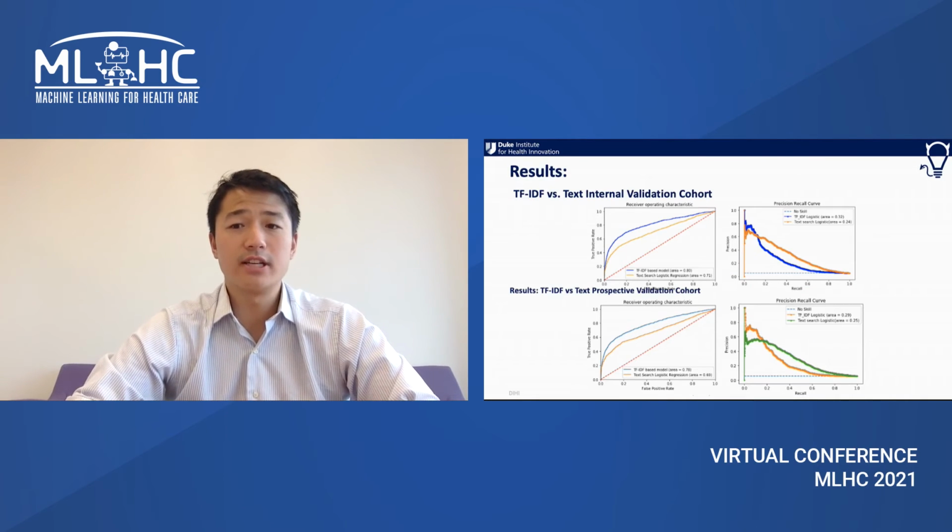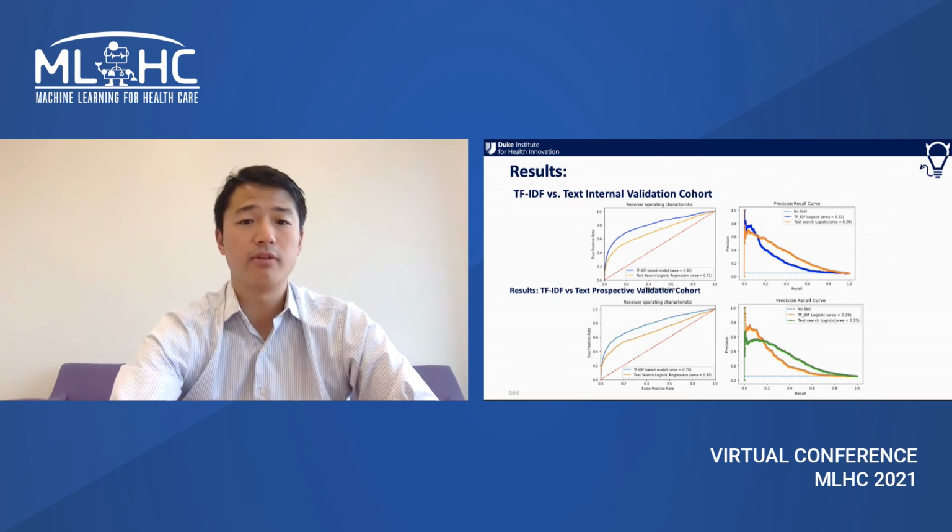Our results show that our TF-IDF model outperforms a text search-based model in both retrospective and prospective validation cohorts. AUC in our retrospective cohort was 0.8 versus 0.71, and AUPRC was 0.32 versus 0.24. Similar results were shown in the prospective cohort with AUC of 0.78 versus 0.69 and AUPRC of 0.29 versus 0.25.